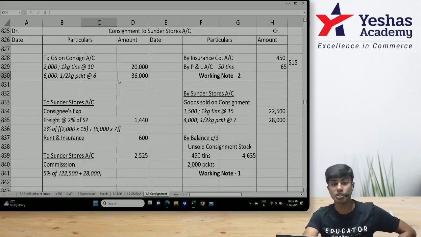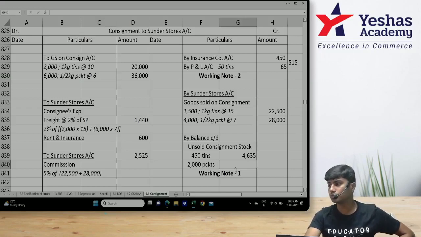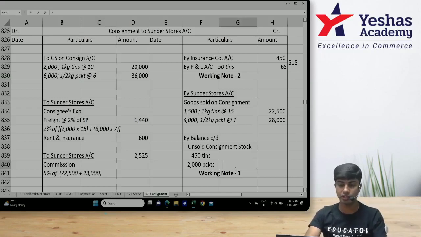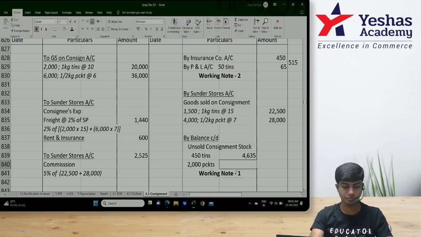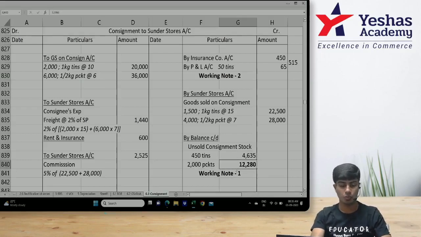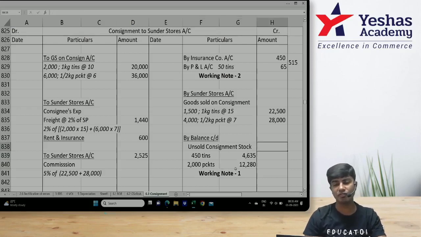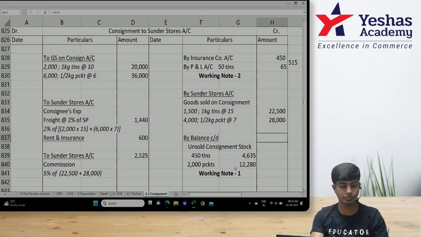We have sent 6,000 packets. In that, 4,000 packets are sold. Remaining is 2,000 packets, into 6.14, 12,000. Add them. 16,915. That is the value of it.